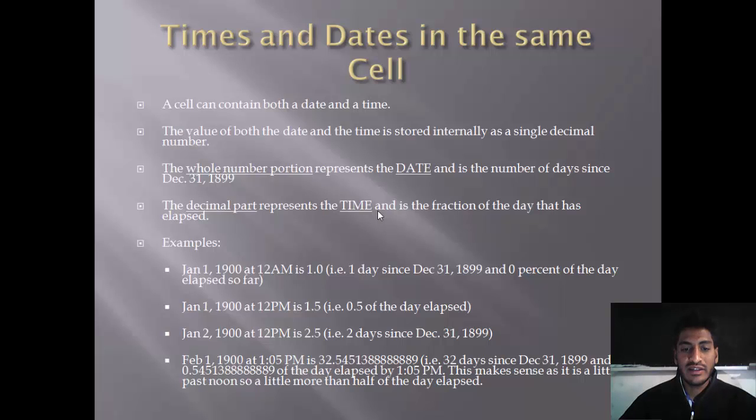Feb 1, 1900 at 1:05 pm is 32.5451388888889. That is 32 days since December 31st, 1899 and 0.545138888889 of the day elapsed by 1:05 pm. This makes sense as it is a little more than half of the day elapsed.